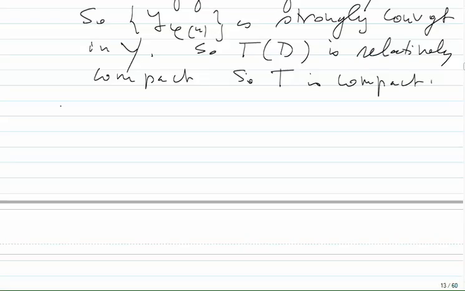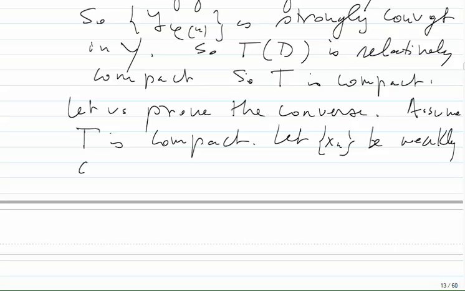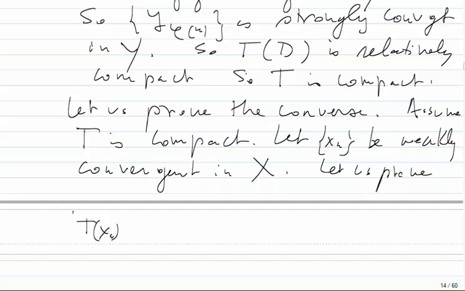Now let us prove the converse, because we said if and only if. Assume T is compact. Let x_n be weakly convergent in X. Let us prove T(x_n) is strongly convergent in Y.